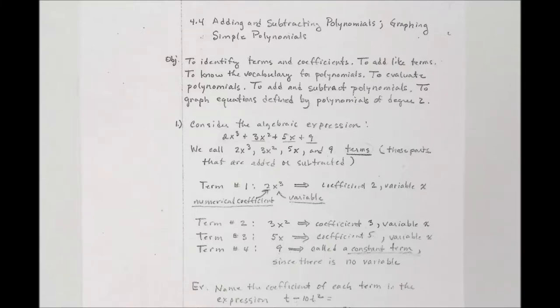Chapter 4, Section 4, Adding and Subtracting Polynomials and also Graphing Simple Polynomials. Quite a bit in this section. We're going to identify terms and coefficients. We're going to add like terms. We're going to know a little bit of vocabulary regarding polynomials and the different types. We're going to also evaluate polynomials. That's when we plug numbers in and simplify.